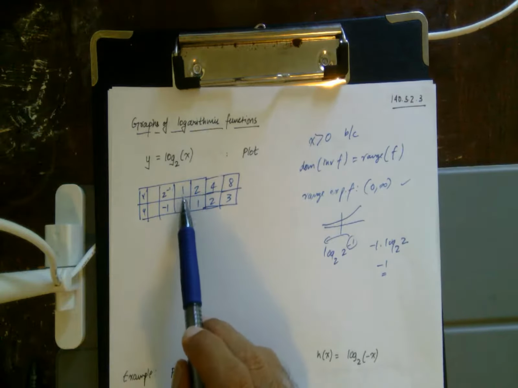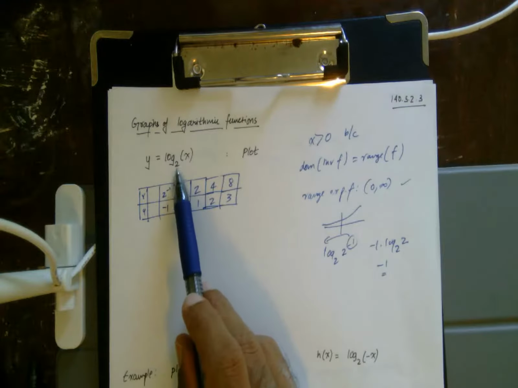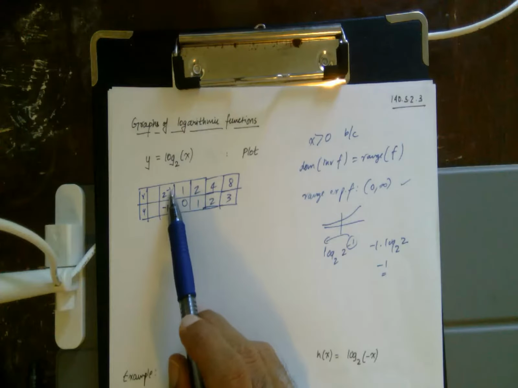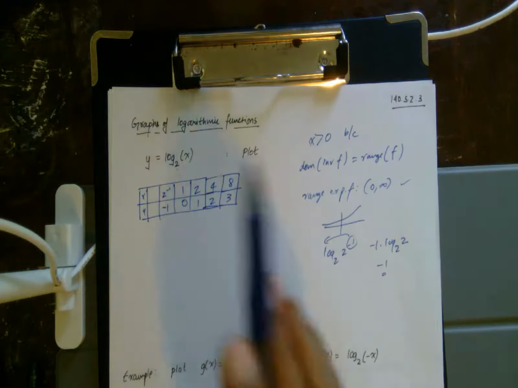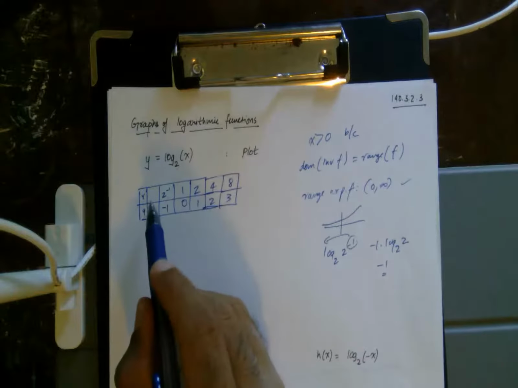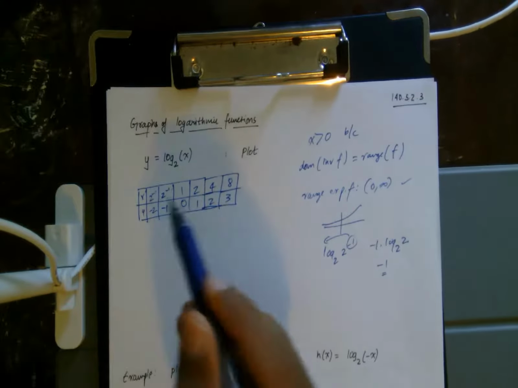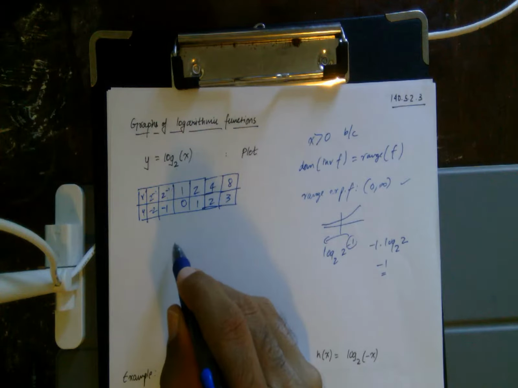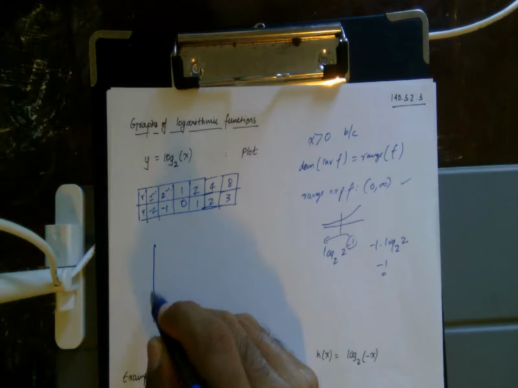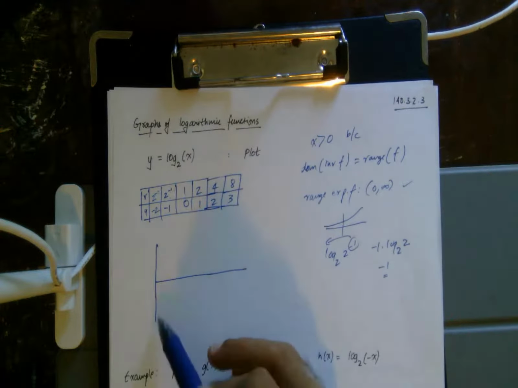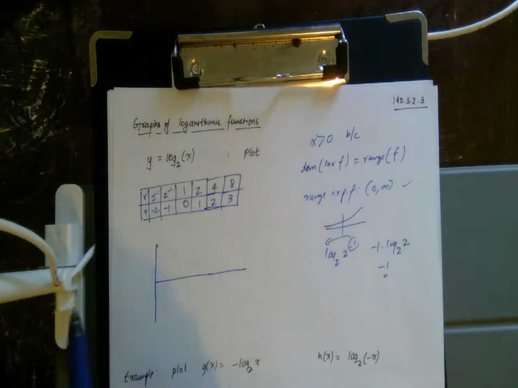Another way is to count the exponent. How do I go from 2 to the negative 1? The exponent I need is negative 1, meaning I have to fraction them out. Negative 2 gives me negative 2. So my domain is x greater than 0, so I don't have to worry about this half.